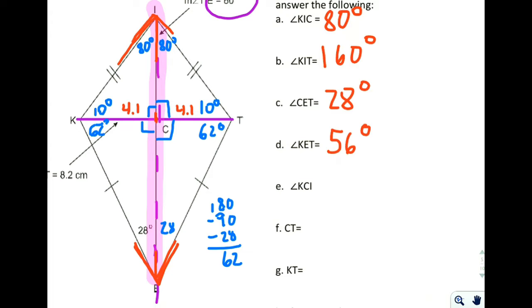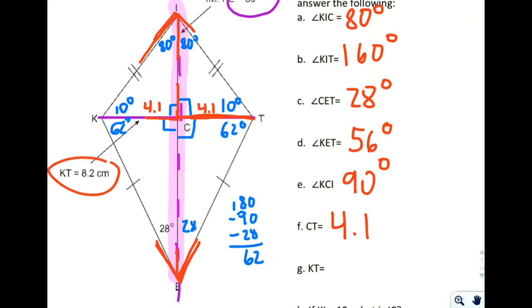KCI, I is up top, so KCI, we know those are right angles, so that's 90 degrees. Length of CT, that's from the middle over here, we already marked that as 4.1. And then KT all the way across, I believe that was given to us in the original problem, and that is going to be 8.2. So you can see that although it was a little bit of work to follow around all those angles and sides early on, by doing that work initially, it made this process of finding all these angles and sides incredibly easy.